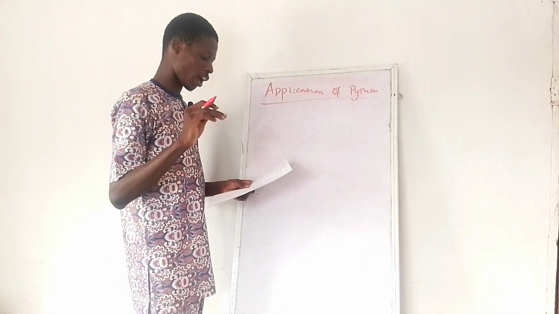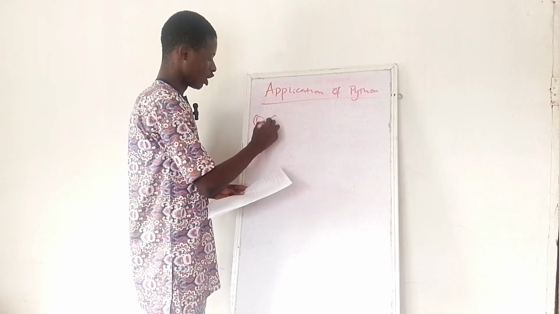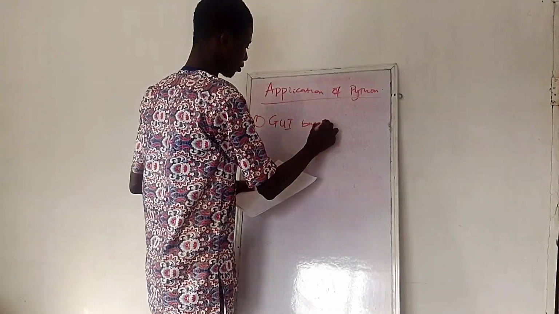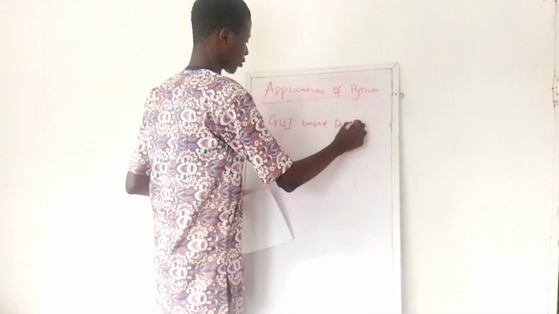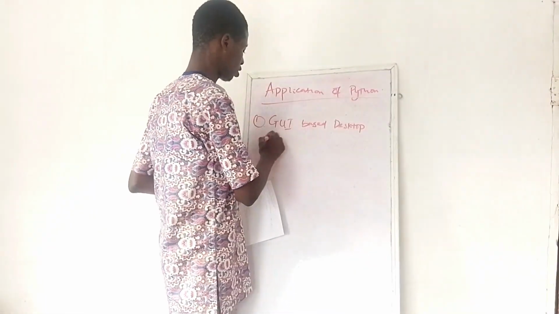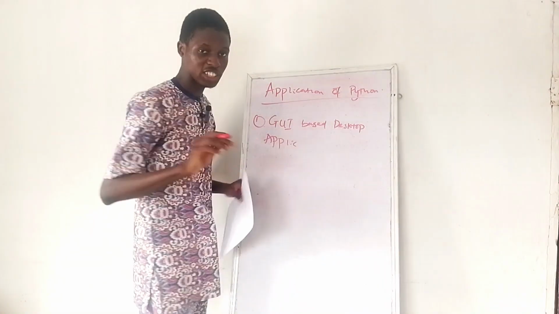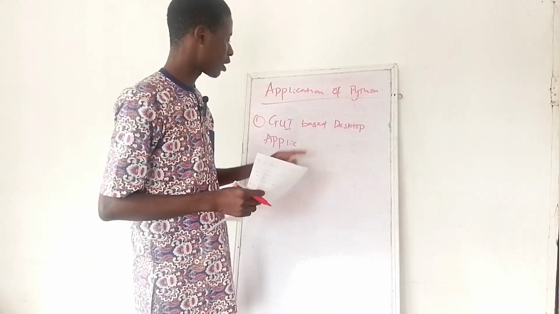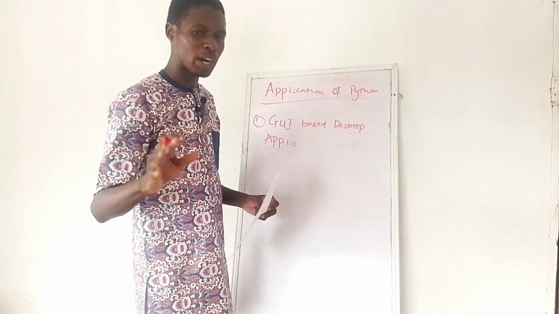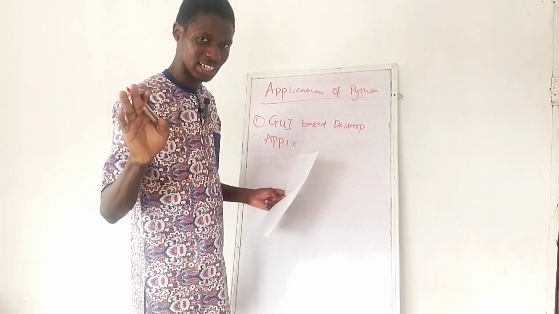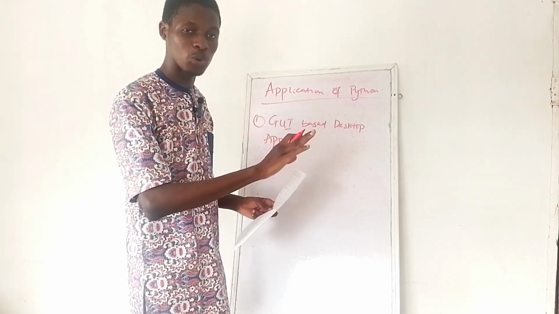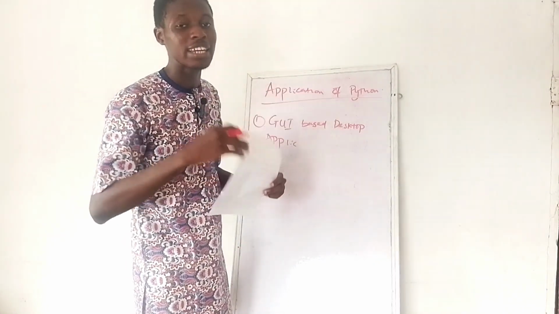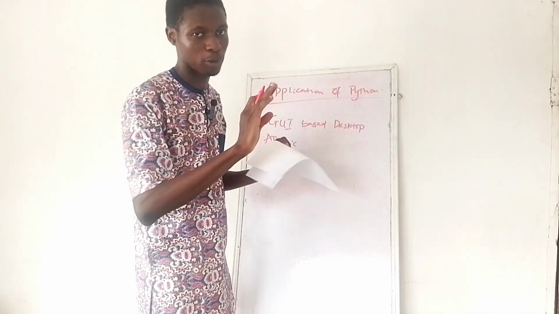One of the applications here is number 1, GUI-based desktop applications. Let me give you an example of a GUI-based desktop application. If you remember, when you wrote your JAMB, it was done on a system. That system is called a desktop computer. For that JAMB, they can use Python to develop that type of software.